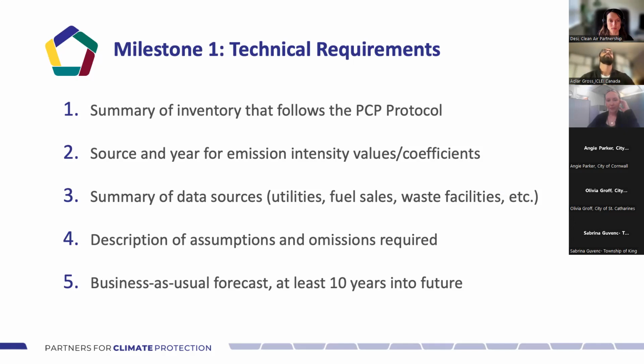So for milestone 1, here's just an overview of the technical requirements for the corporate milestone 1. The first one is a summary of the inventory. If you're submitting through the tool, you don't really need to worry about that because it's already going to be generated in the tool. But if you do happen to email us a submission, then we're looking for pie charts and data tables that summarize the emissions from each of the sectors. Next is the source and year for emissions coefficients. Also, if you're in the tool, you don't need to worry about that because it's already automatically using the most up-to-date coefficients from the National Inventory Report.